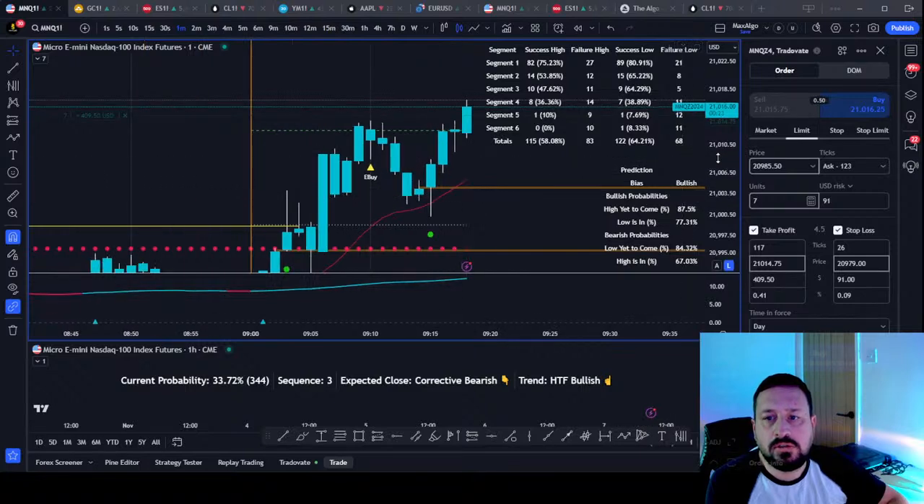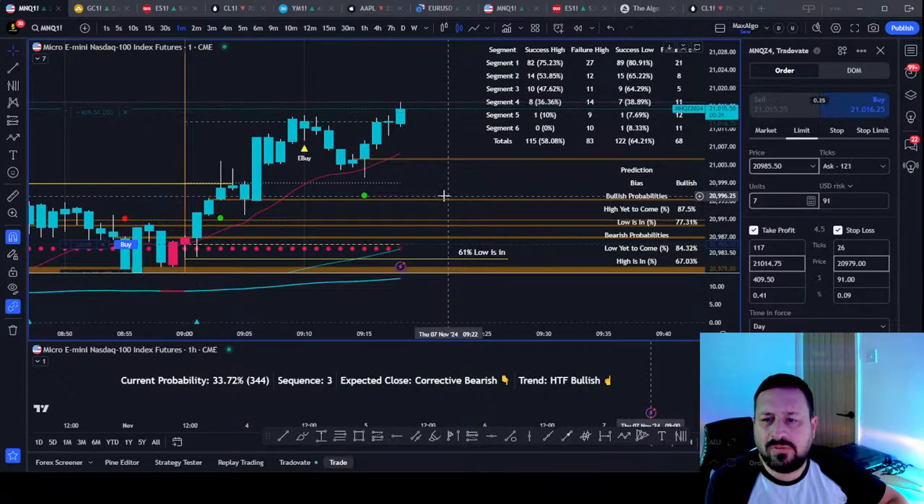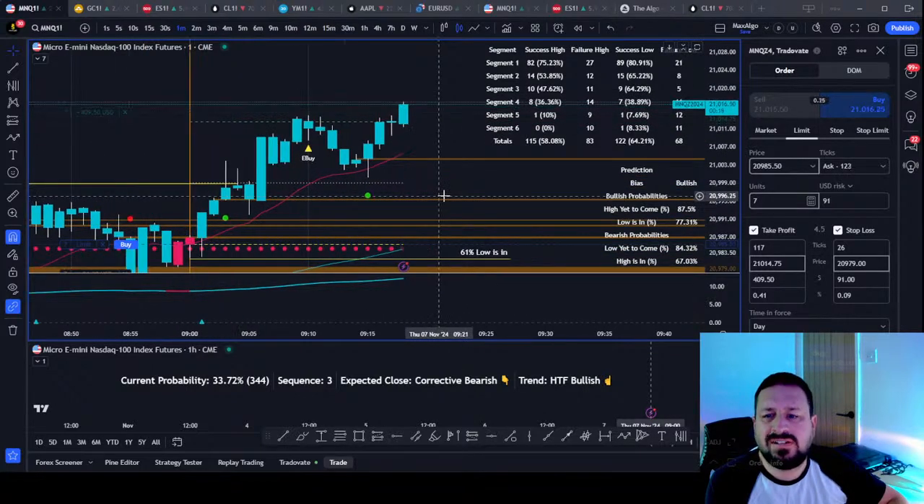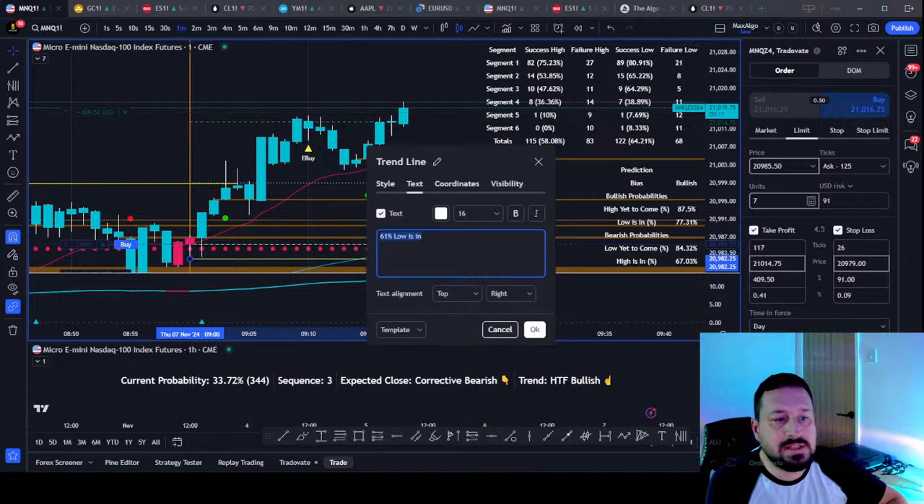Should have been more, but I had one where the contracts were wrong. I only made like $60. That increases our probability.